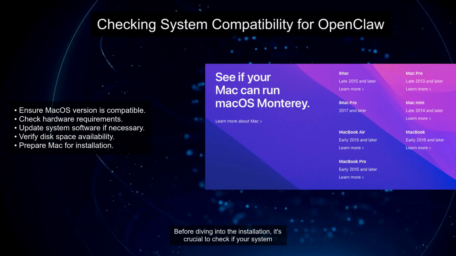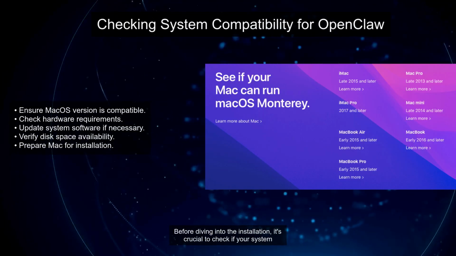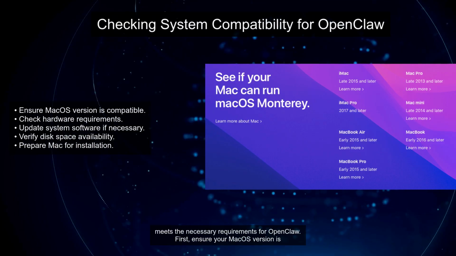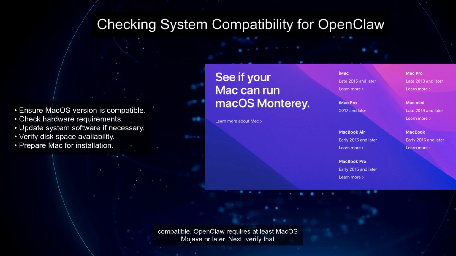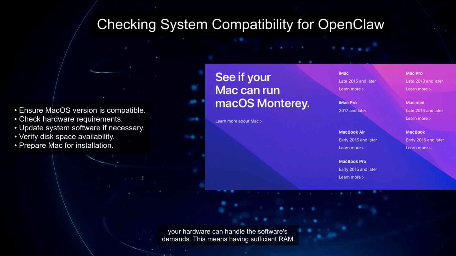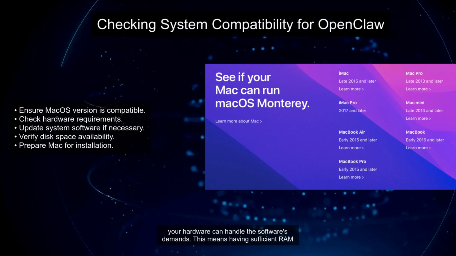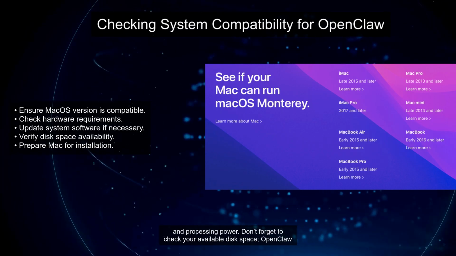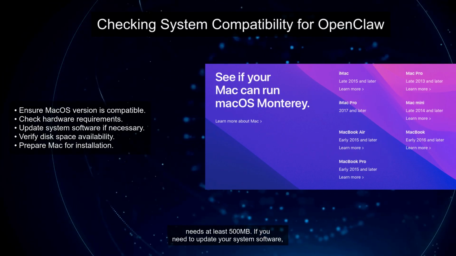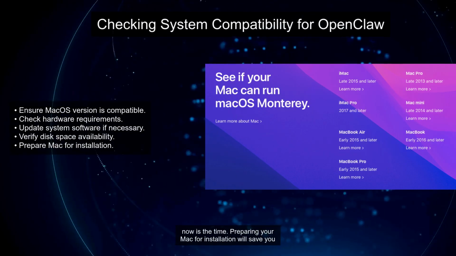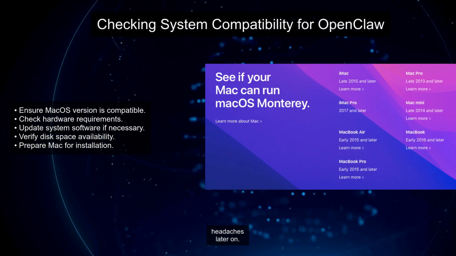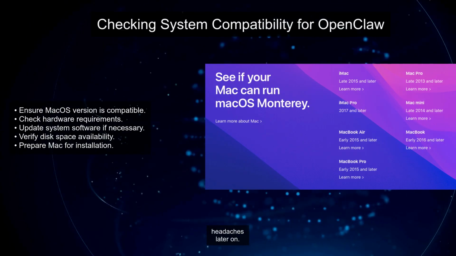capabilities. Before diving into the installation, it's crucial to check if your system meets the necessary requirements for OpenClaw. First, ensure your Mac OS version is compatible. OpenClaw requires at least Mac OS Mojave or later. Next, verify that your hardware can handle the software's demands. This means having sufficient RAM and processing power. Don't forget to check your available disk space. OpenClaw needs at least 500 megabytes. If you need to update your system software, now is the time. Preparing your Mac for installation will save you headaches later on.